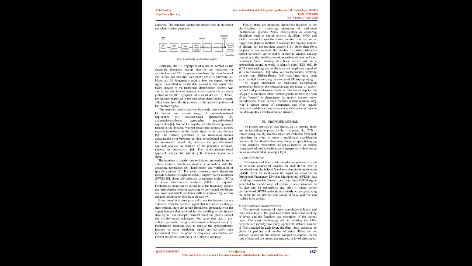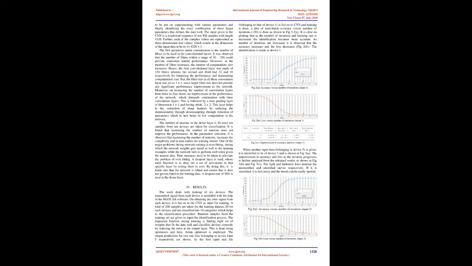Some training has been carried out on a probabilistic neural network to identify 8 IEEE 802.11b Wi-Fi cards making use of the transient amplitude signal of Wi-Fi transmissions 12. Also, various techniques involving wavelet and Hilbert-Huang 13 transforms have been experimented with for studying the success of RF fingerprinting. The major drawbacks of traditional identification approaches involve the extraction and use of expert-defined and predetermined features.